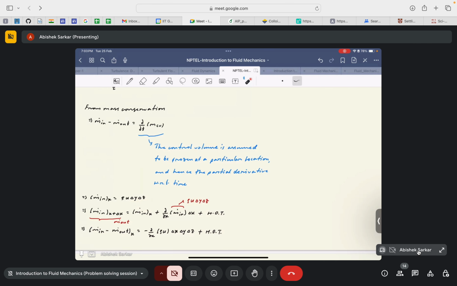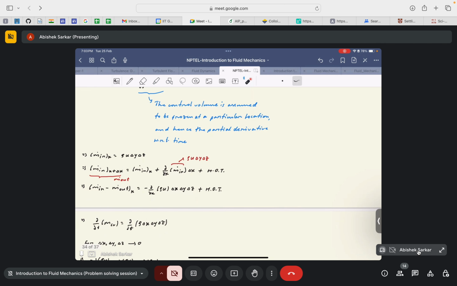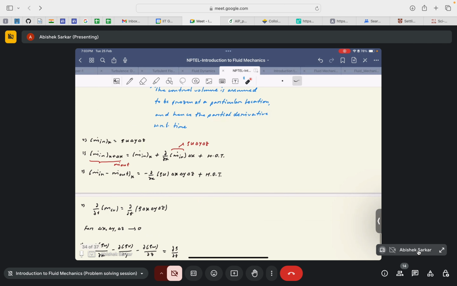Similarly, m dot in at x plus delta x, basically m dot out, would be equal to, from Taylor series expansion, m dot in at x plus dou by dou x of m dot in times delta x plus some higher order terms. And this m dot in is rho u delta y times delta z. So from this, if we take this term on the right hand side and these terms on the left hand side, we will be left with m dot in minus m dot out along the x direction equal to minus dou by dou x of rho u delta x delta y delta z and some higher order terms.